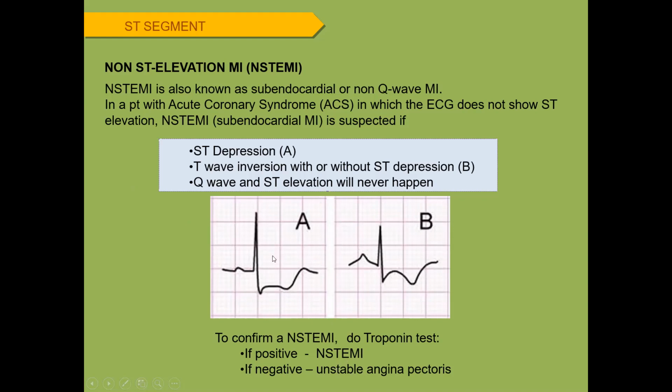If it is negative, then unstable angina. So there is ACS: the patient comes with chest pain, there is no ST elevation, but the ST segment is usually depressed. T wave is usually inverted. Sometimes the T wave may be inverted without ST segment depression. Q wave and ST segment elevation are usually not a feature of NSTEMI or ACS.